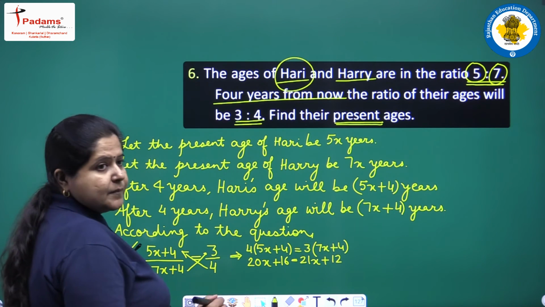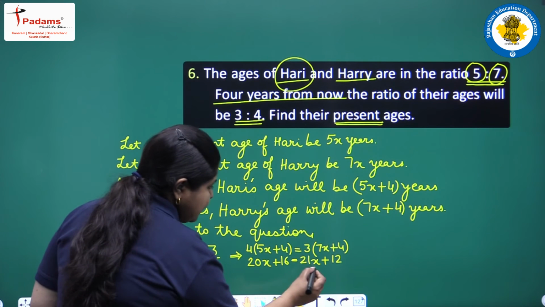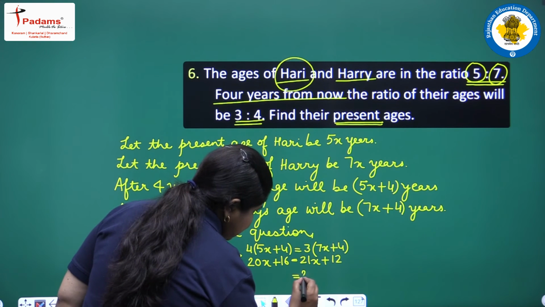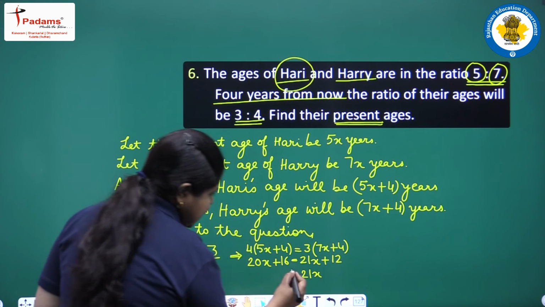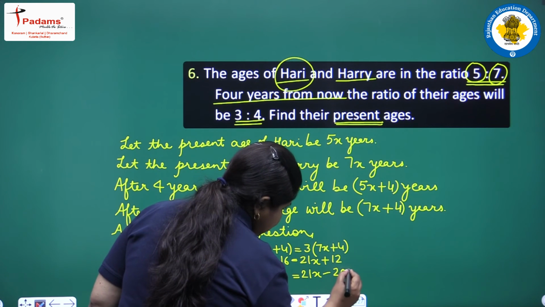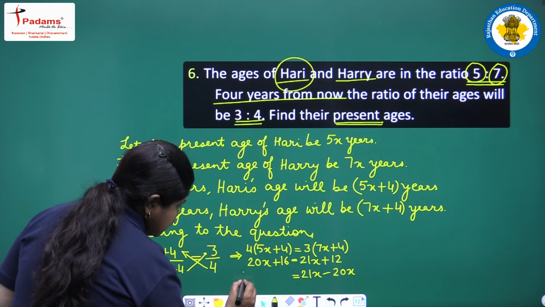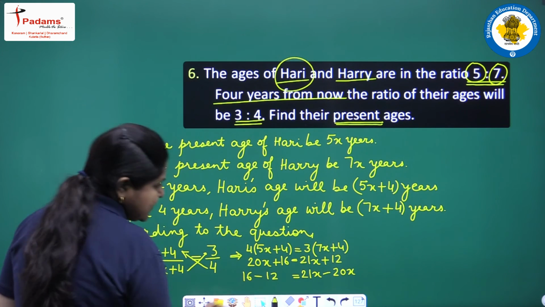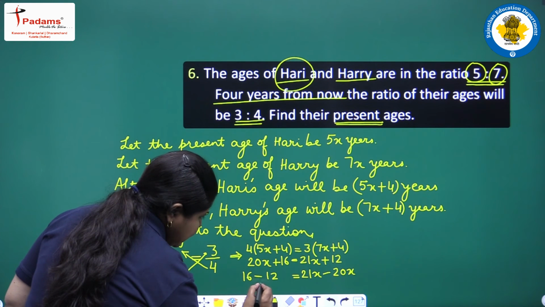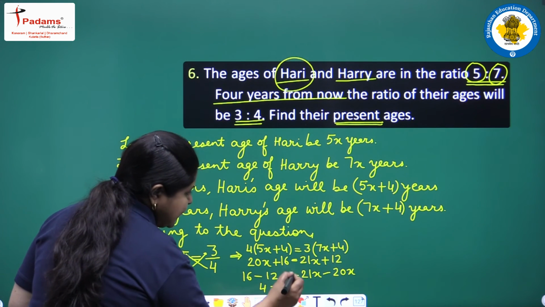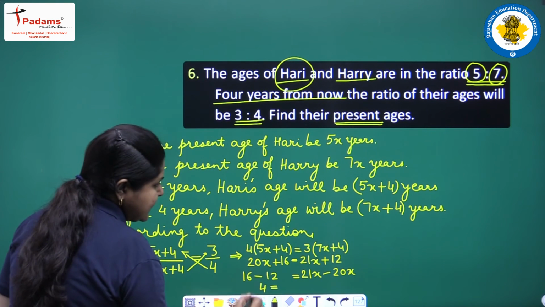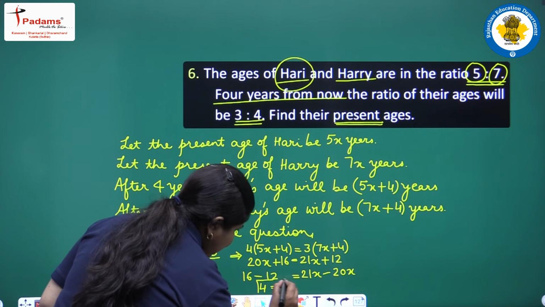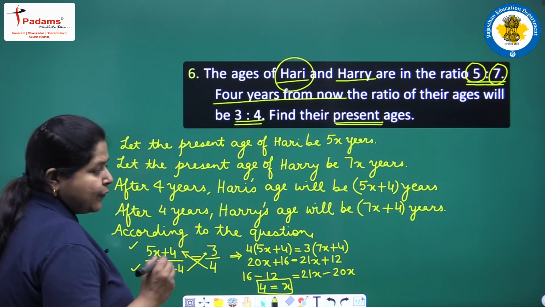Again we will keep the terms with the variable on one side. 21x is bigger than 20x, so I will keep 21x in the RHS, and this 20x will be transposed here and become minus 20x. 16 is already in the LHS, bring this 12 here, it will become minus 12. We get 16 minus 12 is 4 and 21x minus 20x will be 1x, and we write it simply as x. So, we got the value of x to be 4.